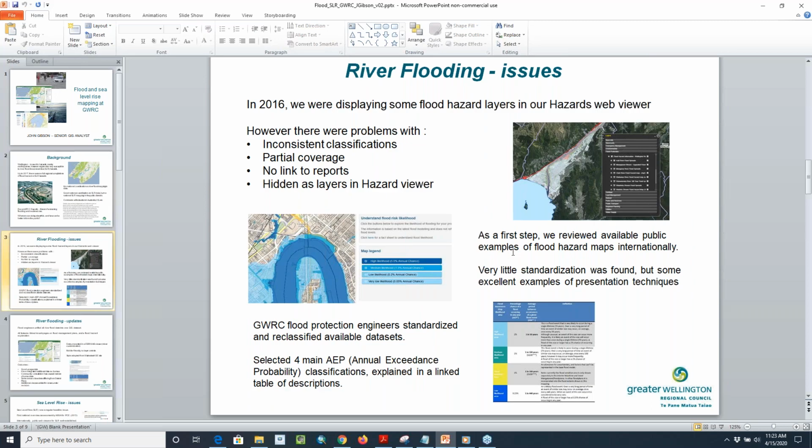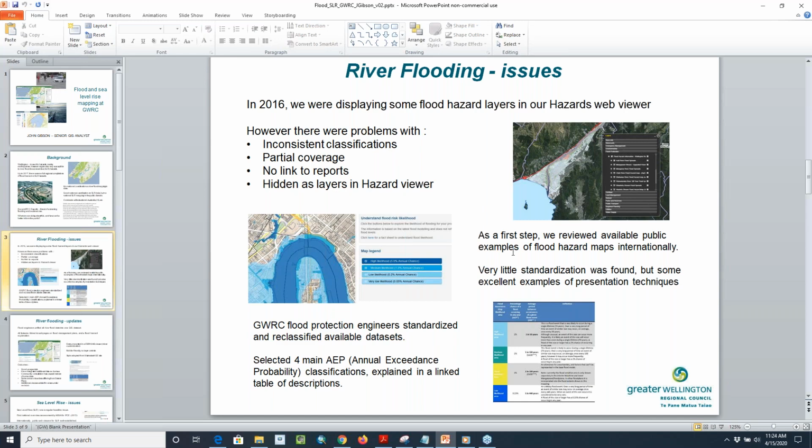Back in 2016, we were displaying some flood hazard layers in our hazards web viewer, and this is covering the topic of river flooding first. You can see on the right an image of our older Flex viewer for hazards, and we had individual flood hazard layers for various floodplain areas, which were all named. There were a few problems with this, in that you had to choose the area of interest. There were inconsistent classifications, and we only had partial regional coverages. Also, there were no linkages from those layers back to the parent reports about the hazards. Basically, the layers were tucked away, hidden within the hazard viewer, and not easy or prominent in terms of accessibility.